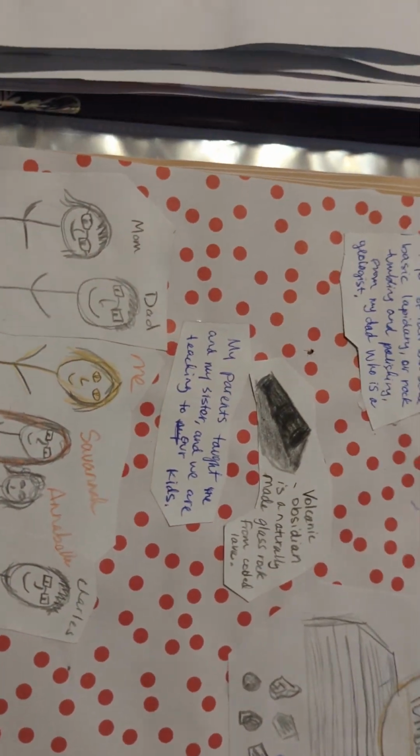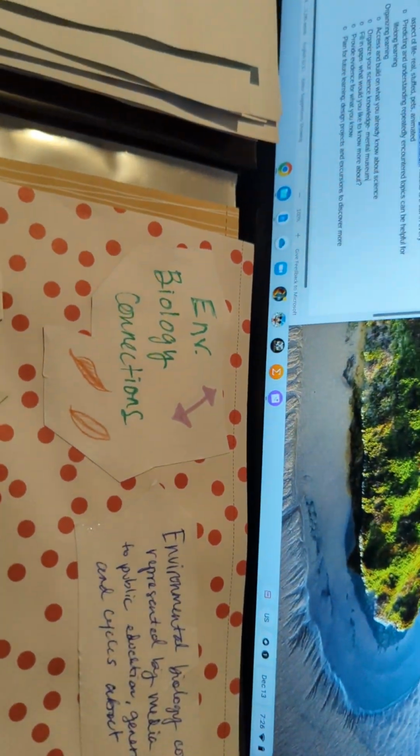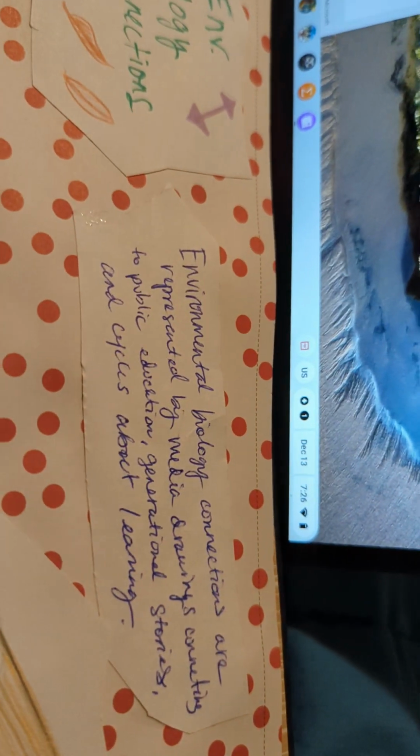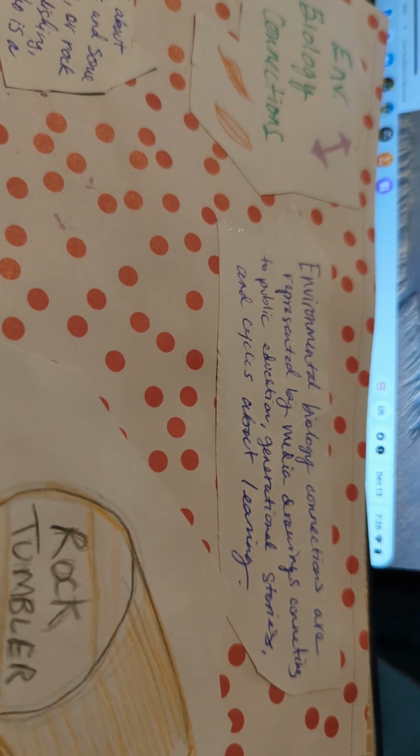And then environmental biology connections. Here we have connections represented by media, drawings, and connecting to public education, generational stories, and cycles about learning.